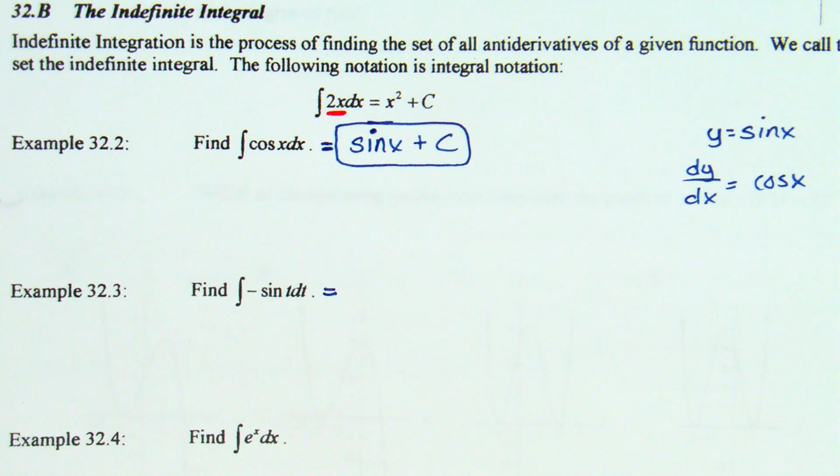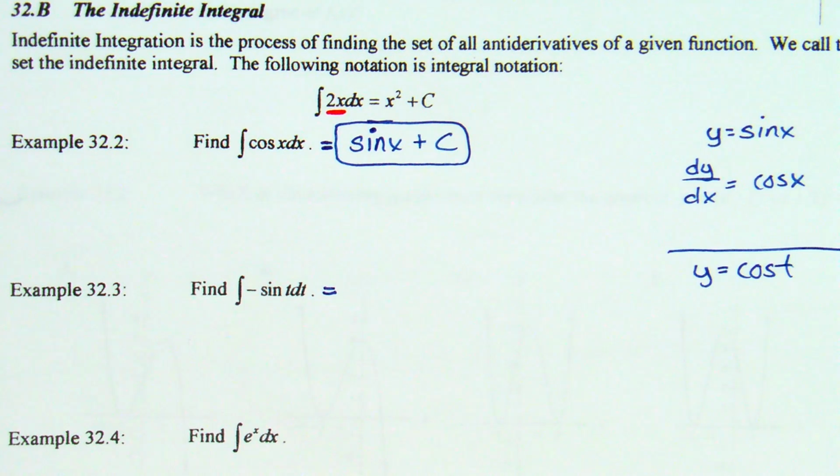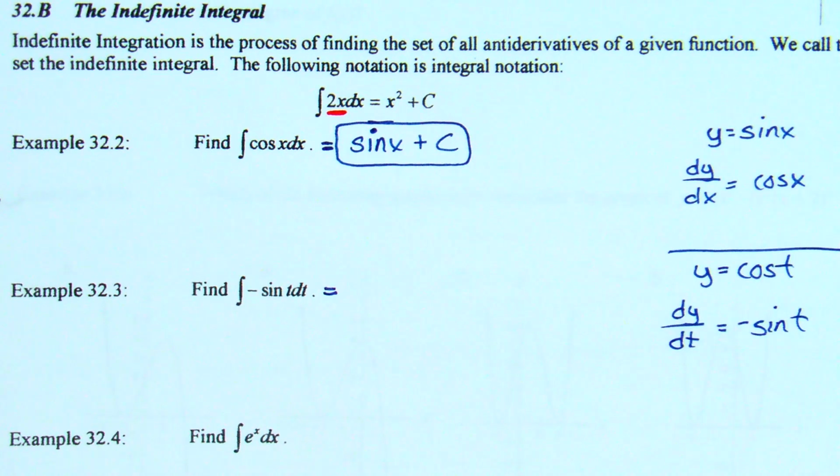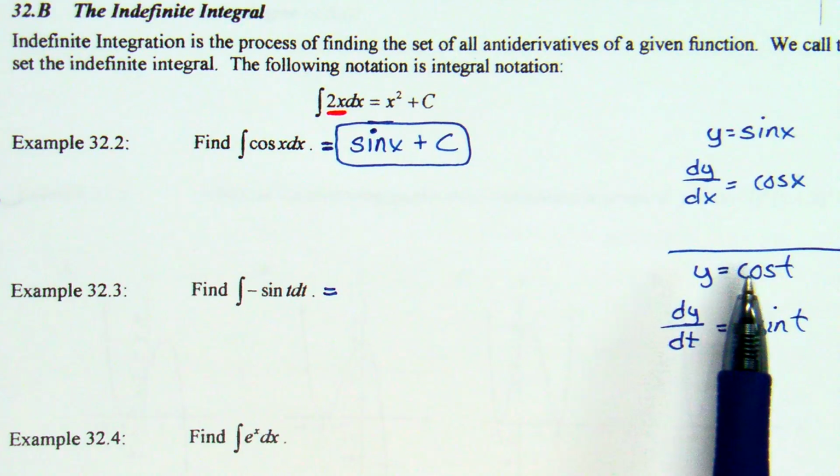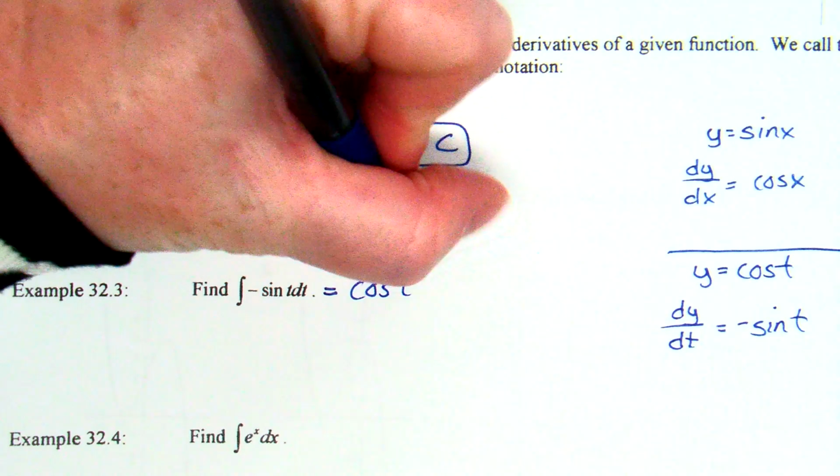Okay, so here's the thought. Take one and try it, right? If we just start with basic cosine, what is the derivative of cosine? Negative sine t. So what's that say here? If the derivative of cosine is negative sine t, what's the antiderivative of negative sine t? Cosine t.